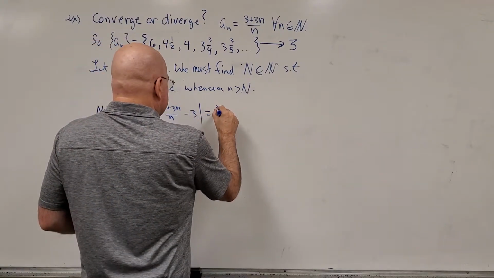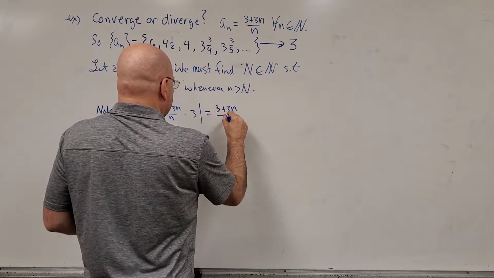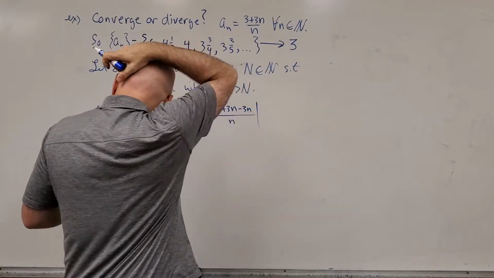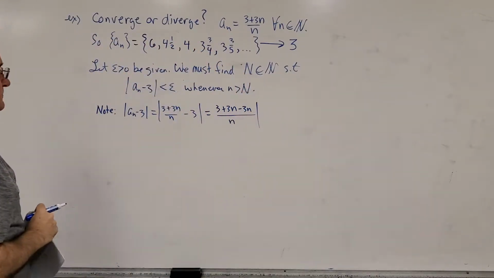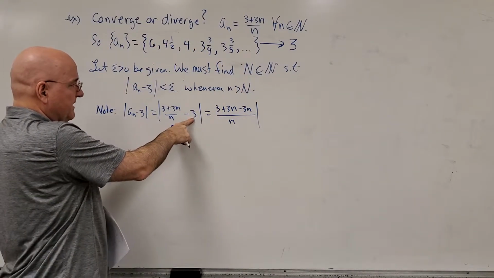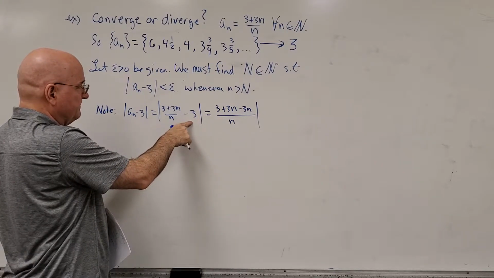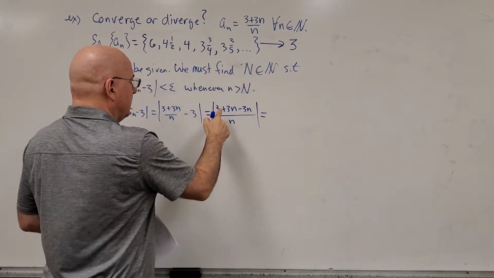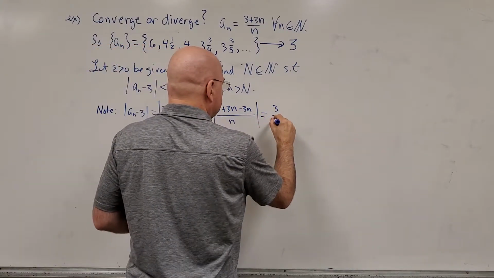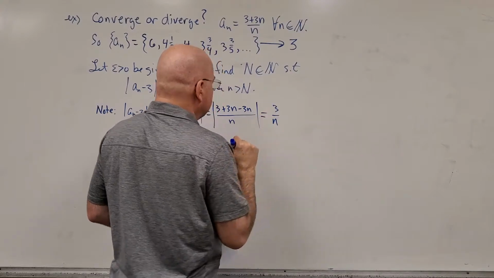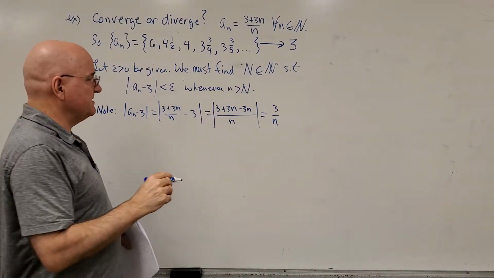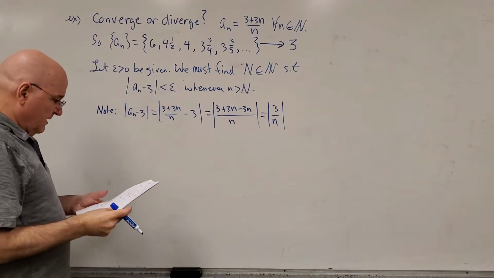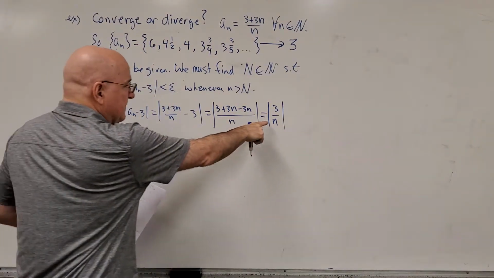Okay, so that is (3 plus 3n) over n minus 3n. Did I get that right? I got a common denominator, so I need to put 3n over n. Oops. And that is equal to, well, it's really easy. I don't even need the absolute value since we're dealing only with positive numbers. I'll go ahead and write that in there. So a_n minus 3 is equal to this.